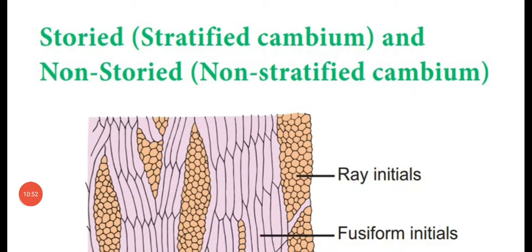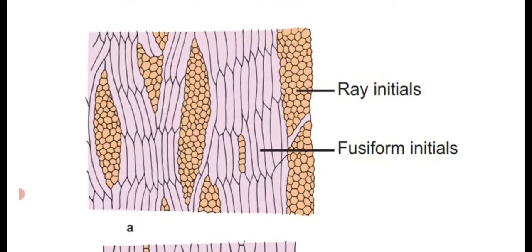Dear students, see the diagram. Based on the arrangement of fusiform initials, they are divided into two types of vascular cambium. One is the storied cambium, that is stratified cambium. The other is non-storied cambium or non-stratified cambium.